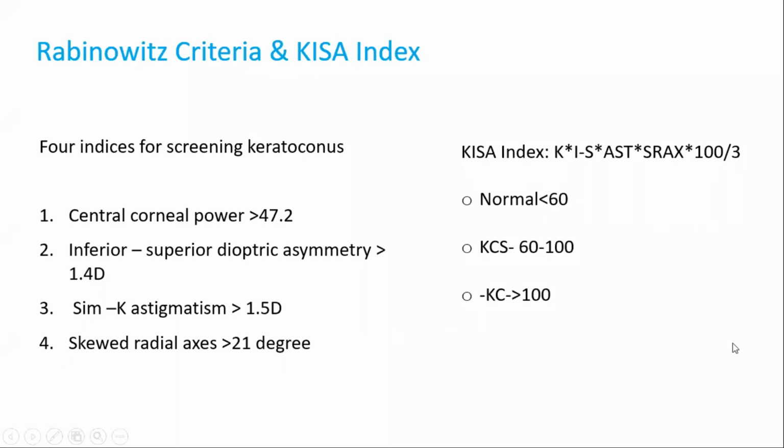Thanks. So, okay, we can go on. The four indices for screening keratoconus: central corneal power greater than 47.2, or inferior superior asymmetry of more than 0.4 diopters, and astigmatism of more than 1.5 diopters, and skewing of the radial axis of more than 21 degrees indicates suspicious keratoconus. And KISA index, if it is less than 60, it is considered a normal cornea. Between 60 to 100, a keratoconus suspect, and more than 100, a keratoconus cornea.